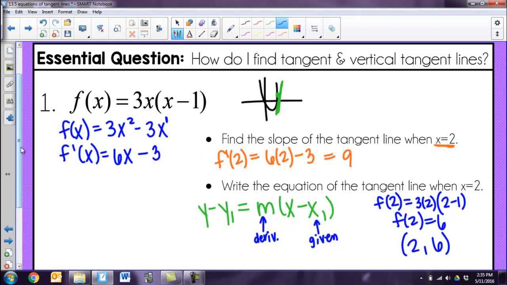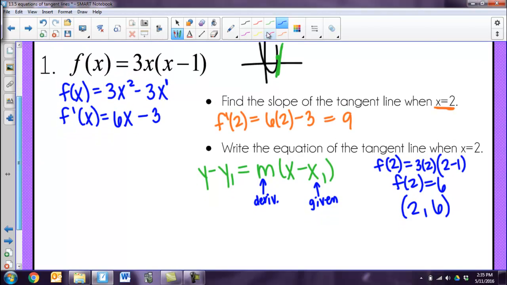And now I can just plug in all of the pieces of information that I know. I have y minus y1, which would have been 6. That's the y value at that point. The slope of my derivative, the slope of that tangent line, is 9, times x minus that given 2. Okay, so that's in point-slope form.